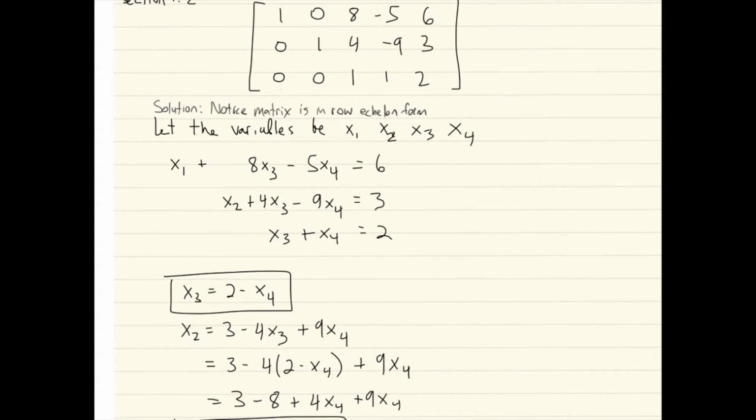And then I move to the second row, or the second equation, and solve for the pivot there. So the pivot is this particular one, which corresponds to x2. And so solve this equation for x2. I move the 4x3 and the 9x4 to the other side, like so. And then what I do is substitute in for x3 that I found here.